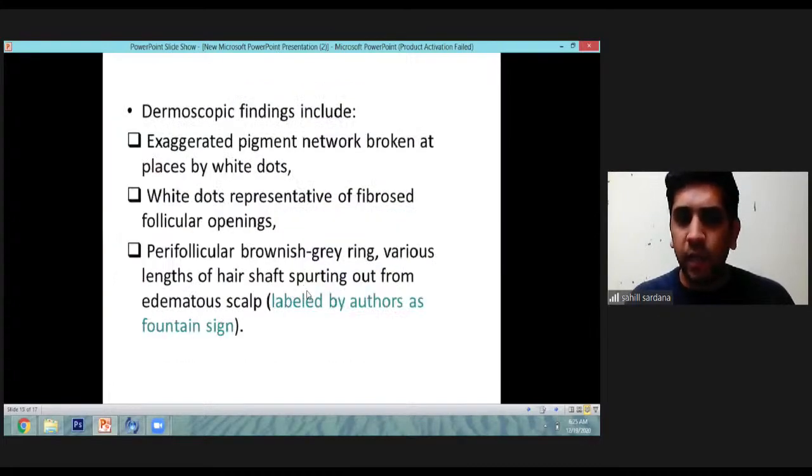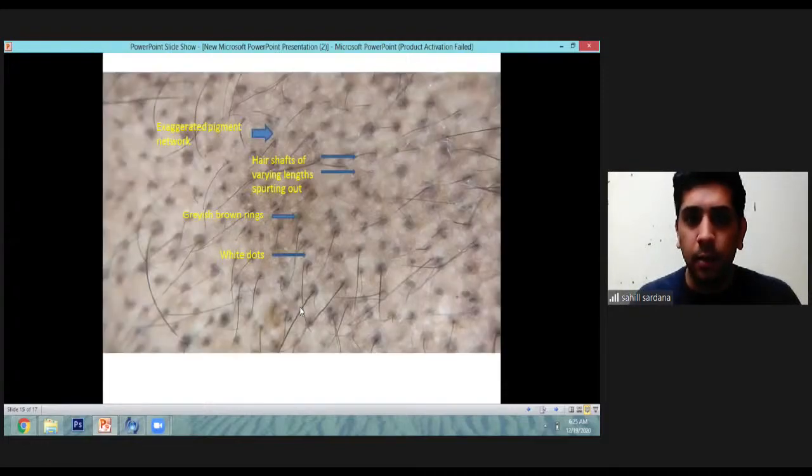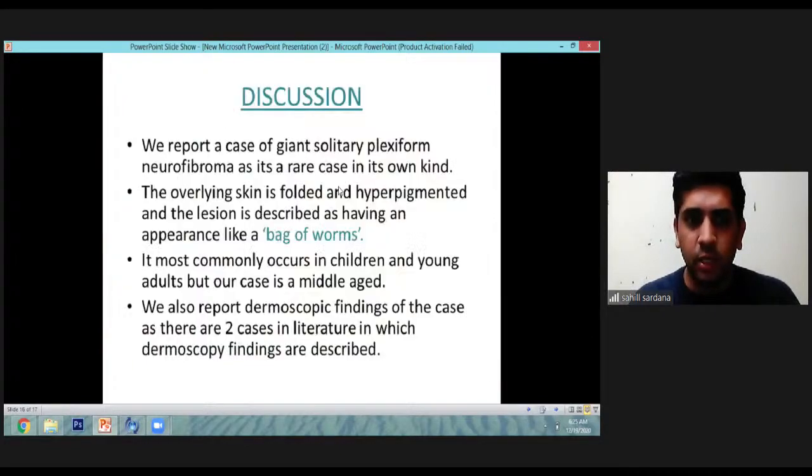And various length of hair shafts spurting out from the edematous scalp, as labeled by me and Dr. Nidhi Kamra as fountain sign. As you can see here, various lengths of hair shaft are spurting out from the follicles.